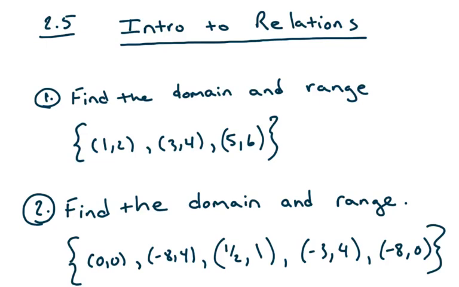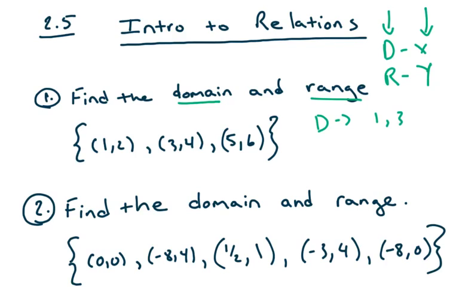So if we look at question number 1, it says find the domain and range of (1, 2), (3, 4), and (5, 6). What we want to do here is figure out what the domain and the range are. Domain is related to the x value, range is related to the y. Easy way to remember this is alphabetically D comes before R, X comes before Y. So my domain is going to consist of 1, 3, and 5 because those are my x values.